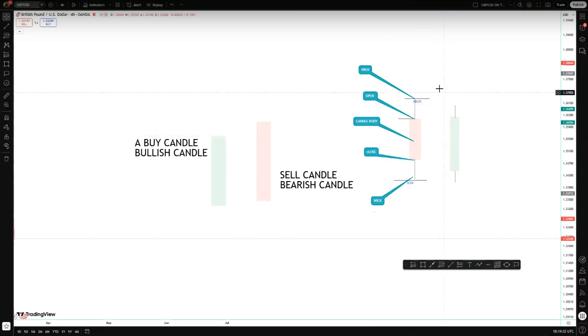And same thing over here for a bullish candle. So this is everything you need to know about a bullish candle.